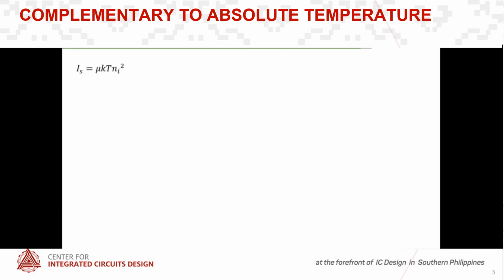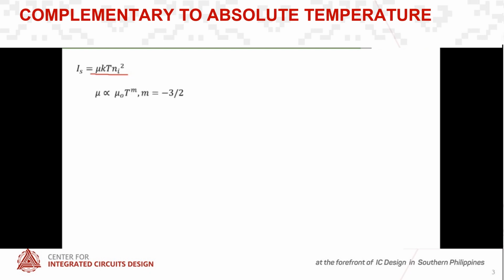By device physics, this doesn't appeal much to analog circuitry, but with this equation here we can inspect it so that we can get the relationship of Is with respect to temperature. Just recall your device physics, that mu is the mobility, k is the Boltzmann's constant, T is the temperature, and Ni is the intrinsic carrier concentration.